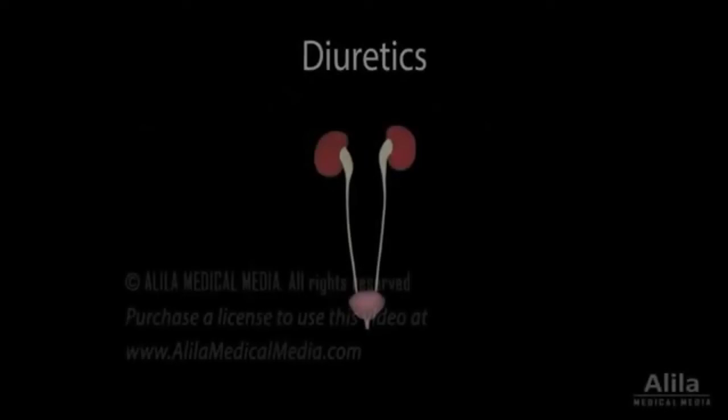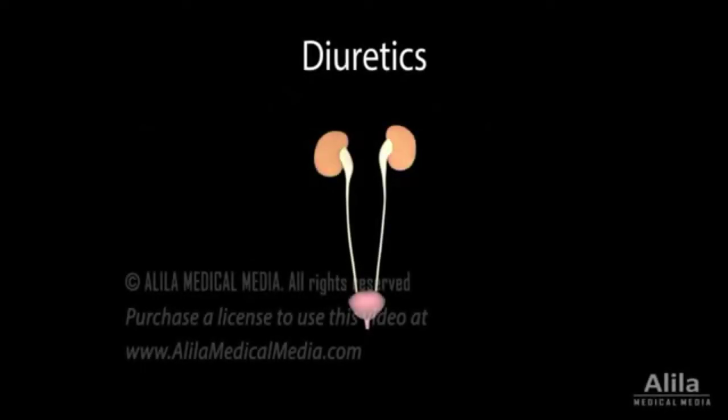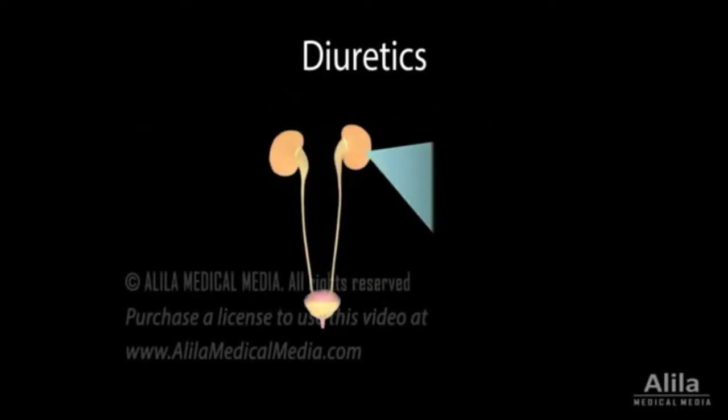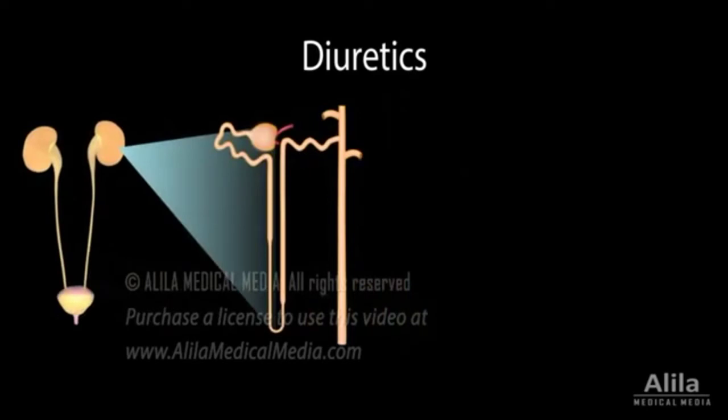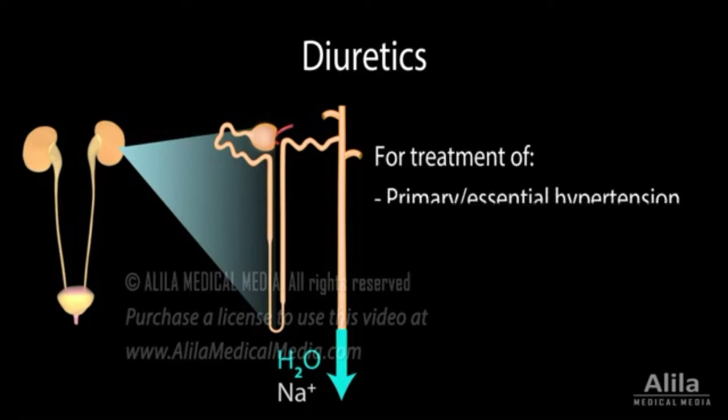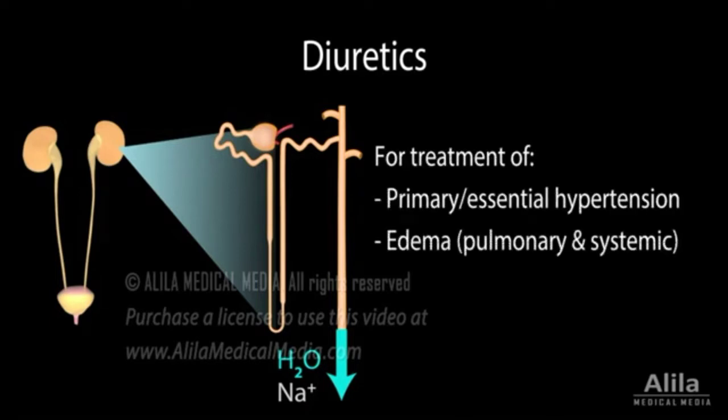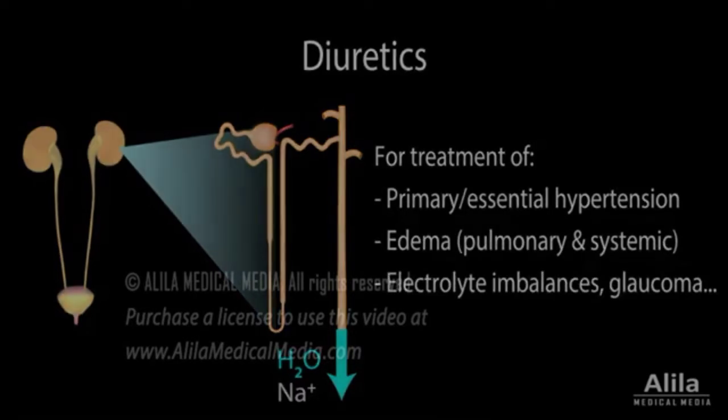Diuretics are substances that increase production of urine. Most diuretics act to increase excretion of sodium, which is followed by water. Because increased urine production results in reduced blood volume, diuretics are commonly used to treat primary hypertension and edema. Changes in body fluid and electrolytes induced by diuretics can also be therapeutic for some other conditions.